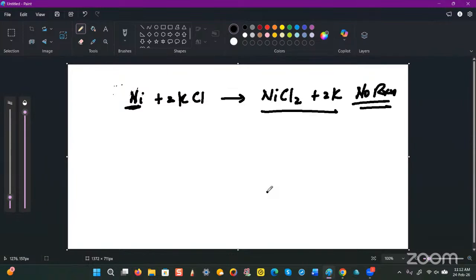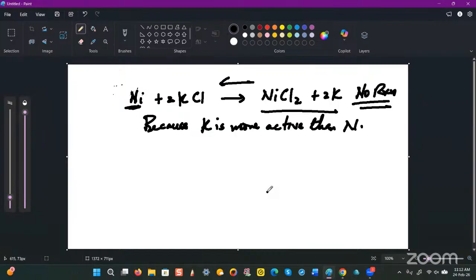So therefore no reaction will take place because potassium is more reactive, or more active, than nickel. Now the reverse will definitely take place, right? The reverse reaction is the one that's more likely to occur because potassium will displace nickel from nickel chloride to form the product because potassium is above nickel in that series, all right?